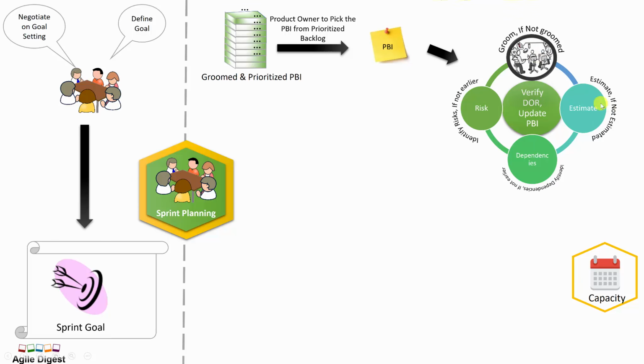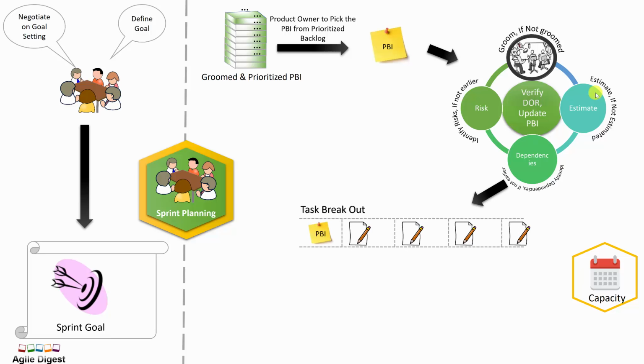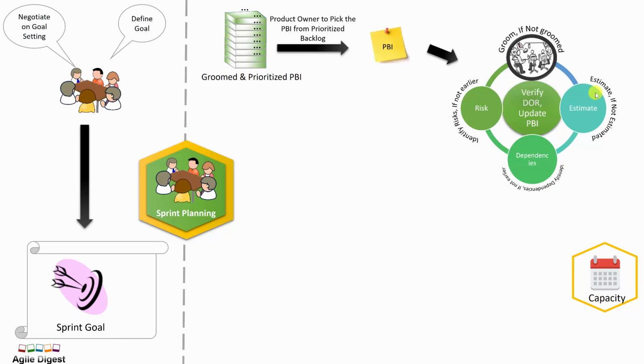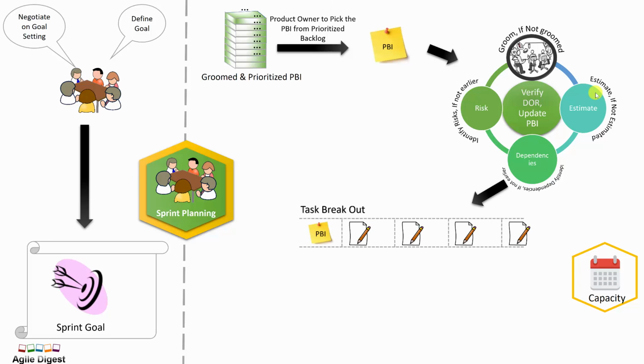If it is not estimated, we estimate it. That's a story point estimation, not an effort estimation. And then we talk about whether there are any dependencies, and we map the dependencies. If there is any risk, we talk about the risk, and that way we make the story meet the definition of ready and proceed further. The next step, we do task breakout.